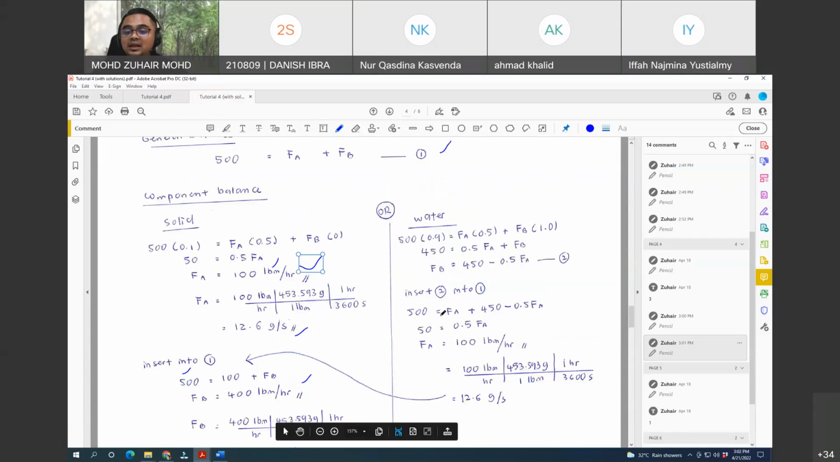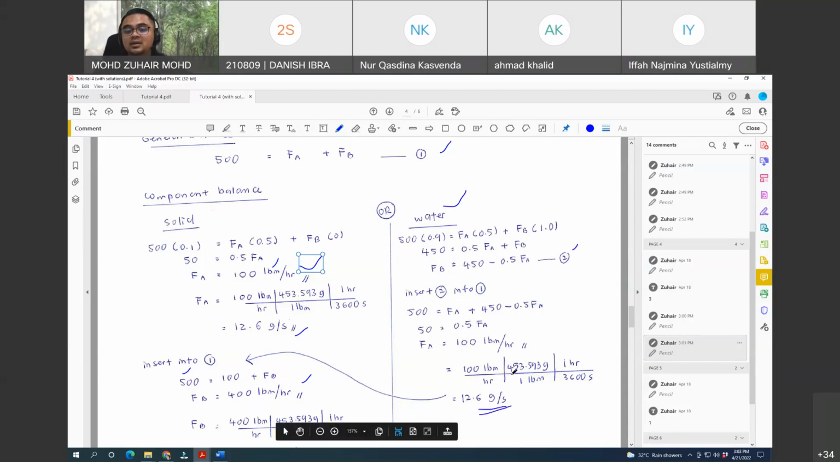Okay. Similarly, I also give you an example if you choose to do the water component instead of the solid. So for the water, at the end, you're going to get FB equals 450 minus 0.5 FA. So we have equation 1, equation 2. Insert 2 into 1 in order to get the final answer of FA equals 100 pound per hour, and then you need to change the unit to gram per second.